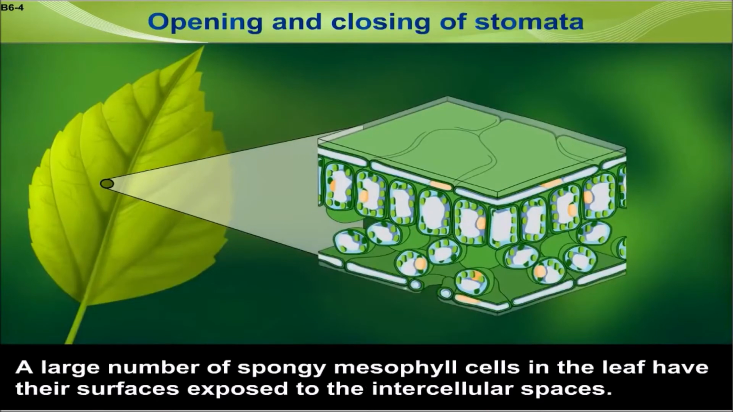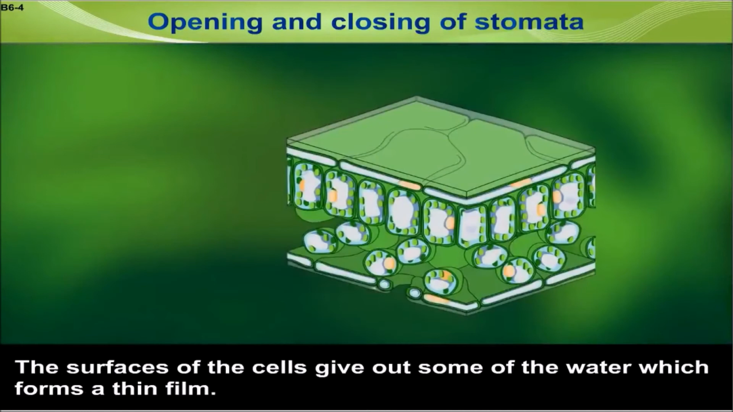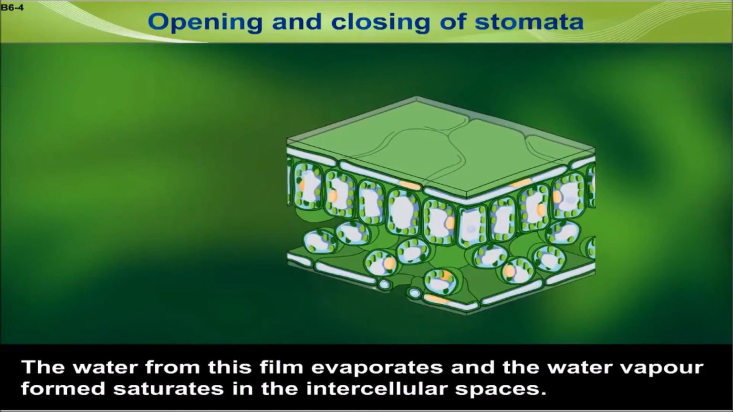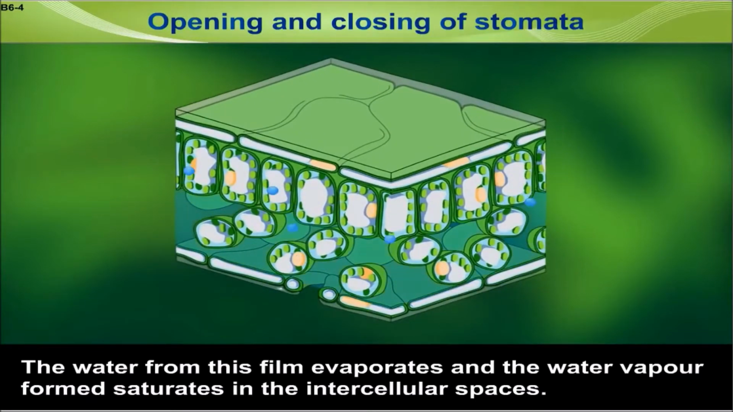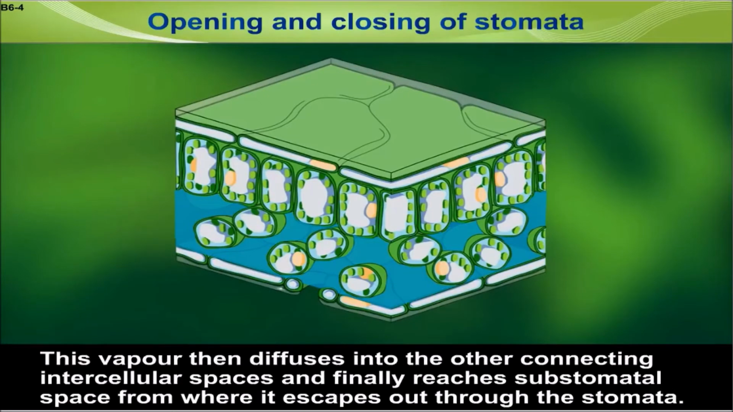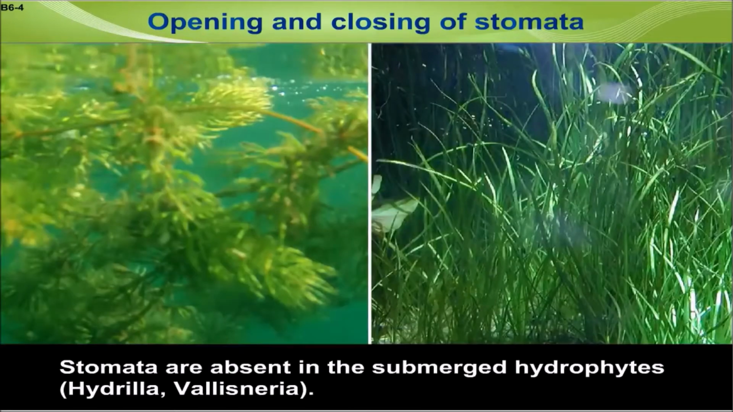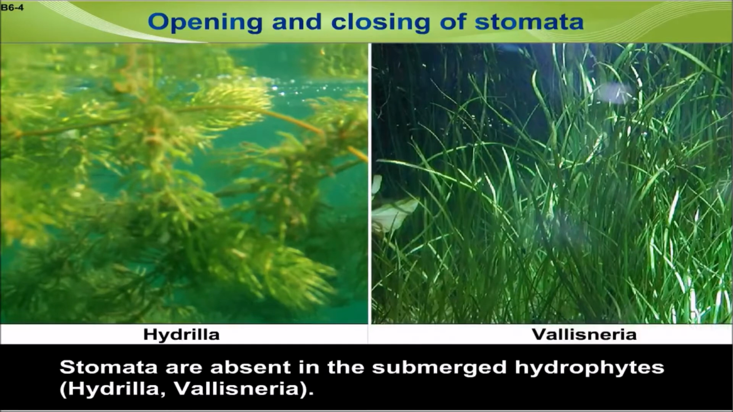A large number of spongy mesophyll cells in the leaf have their surfaces exposed to the intercellular spaces. The surfaces of the cells give out some of the water which forms a thin film. The water from this film evaporates and the water vapor formed saturates in the intercellular spaces. This vapor then diffuses into the other connecting intercellular spaces and finally reaches the substomatal space, from where it escapes out through the stomata. Stomata are absent in the submerged hydrophytes, that is, Hydrilla, Vallisneria.